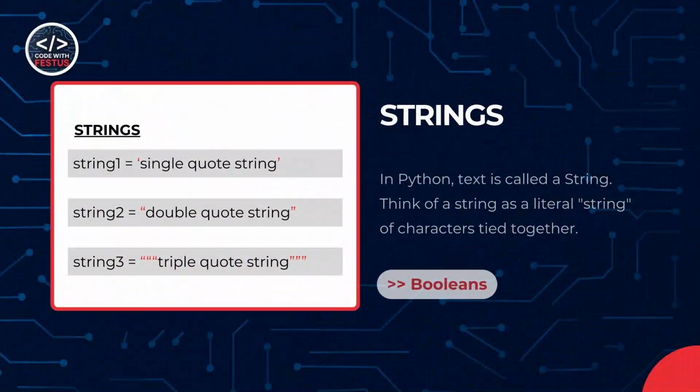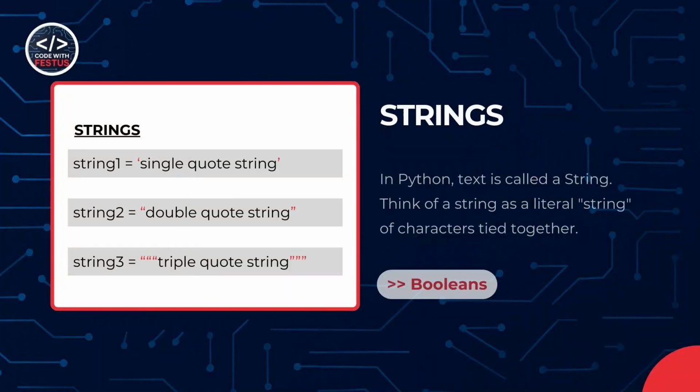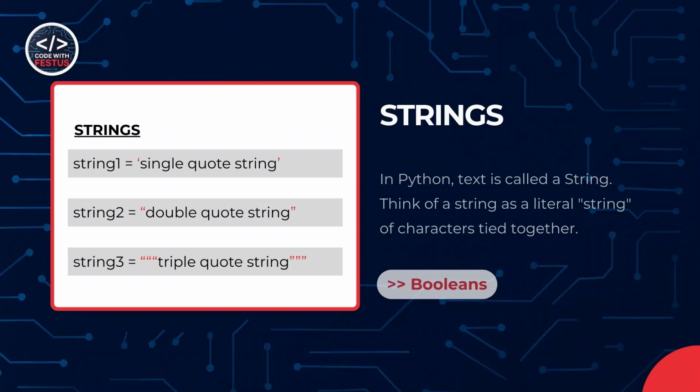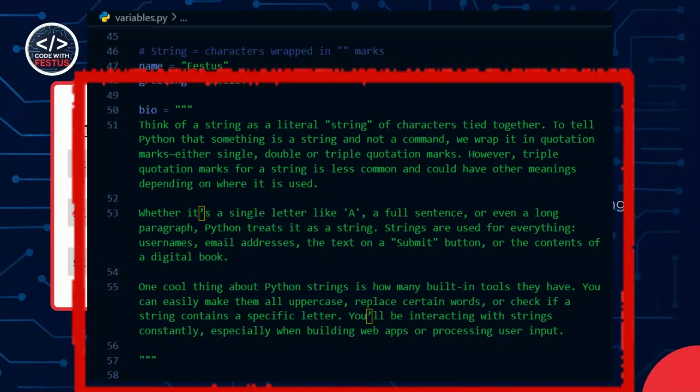Strings. Most of the data we interact with daily is not numbers, it is text. In Python, text is called a string. Think of a string as a literal string of characters tied together. To tell Python that something is a string and not a command, we wrap it in quotation marks, either single, double, or triple quotation marks. However, triple quotation marks for a string is less common and could have other meanings depending on where it is used. Whether it's a single letter like A, a full sentence, or even a long paragraph, Python treats it as a string.